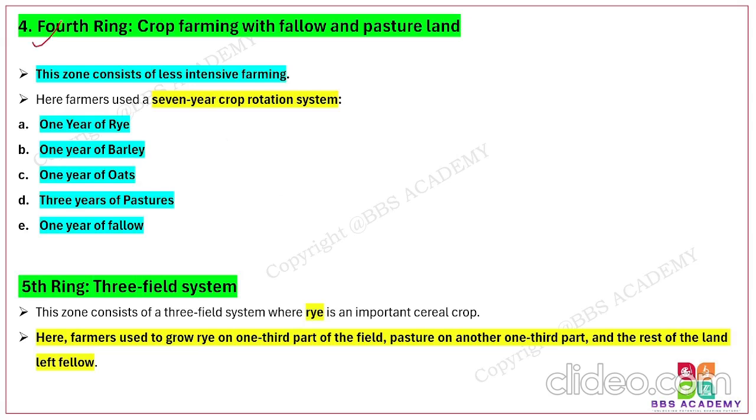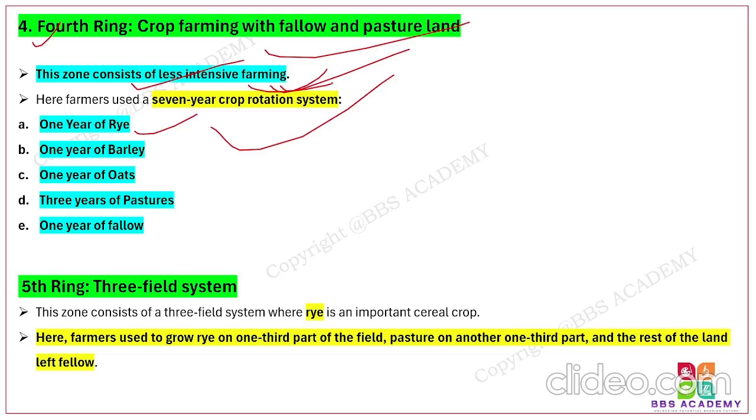The fourth ring is characterized by crop farming with fallow and pasture land. Here the farmers use the 7-year crop rotational system. Okay, this is very much important. This zone consists of the less intensive type of farming. If we see the 7-year crop rotation system, firstly this zone consists of a less intensive type of farming.